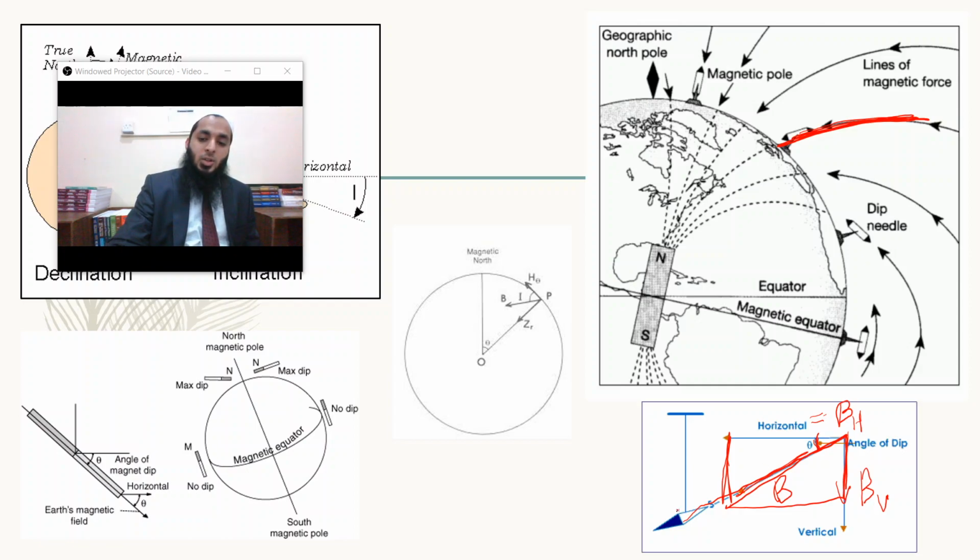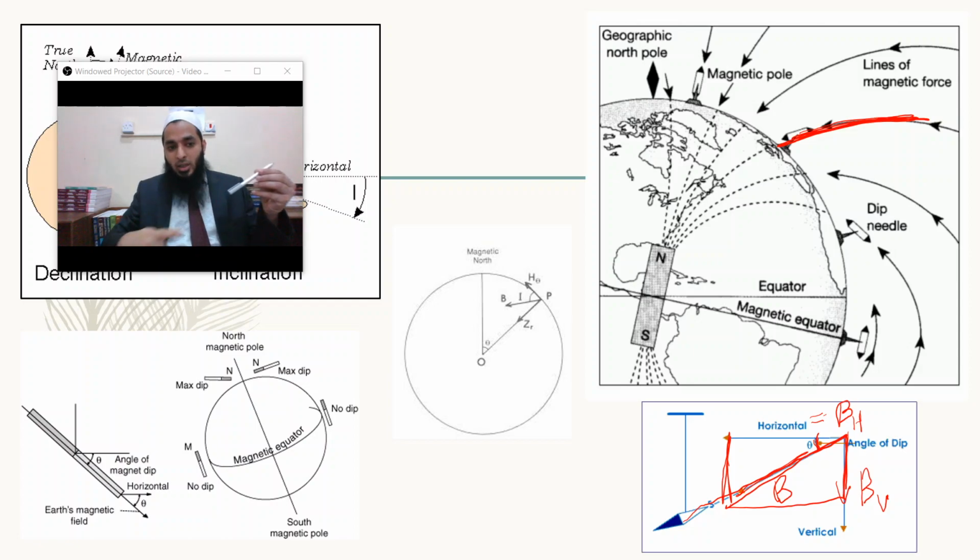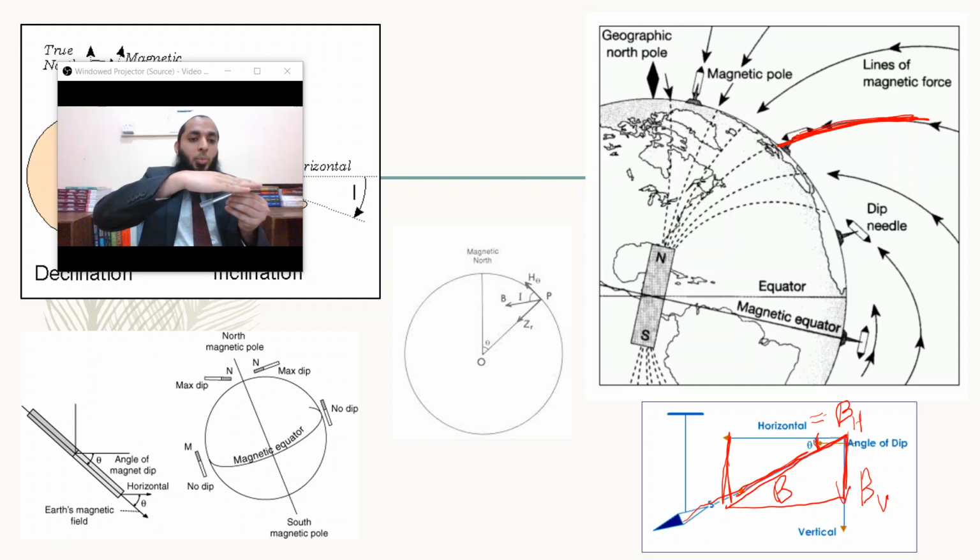So yes, again the magnet points in the direction of the actual magnetic field. So it makes an angle of theta with the horizontal, which is the angle of inclination or angle of dip. So the component of the original magnetic field along the horizontal, which is called the horizontal component of the magnetic field of Earth and is represented by BH, will be B cos theta. We will see it in other slides also.